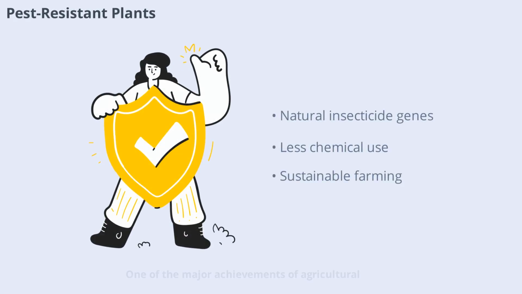One of the major achievements of agricultural biotechnology is the development of pest-resistant crops. By introducing genes that produce natural insecticides, scientists have created plants that can defend themselves against harmful insects. This reduces the need for chemical pesticides, which benefits both the environment and farmers' health. Pest-resistant crops are now a common feature in many agricultural systems, helping to secure food supplies and promote sustainable farming.